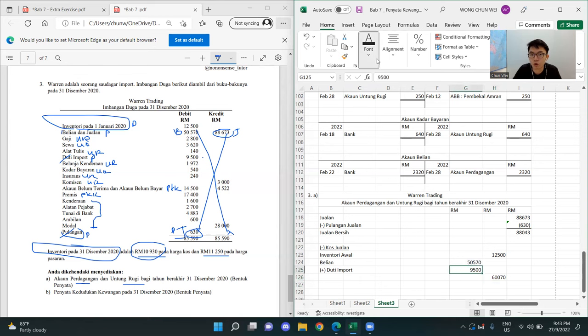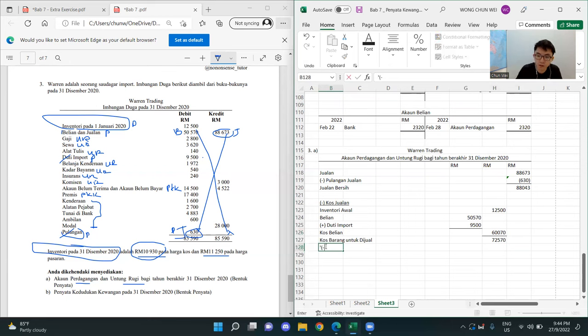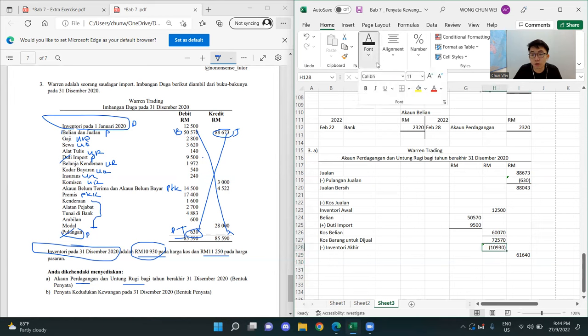So this one is something like a cost belian, right? After you tambah the duty, the audit will be called a cost belian lah. Then your cost belian will add with your inventory awal, these two. You get your cost barang untuk dijual. Then you minus your inventory akhir. So inventory akhir kat luar sini, 10,930. Okay, so this one minus 10,930, you'll get your cost jualan.